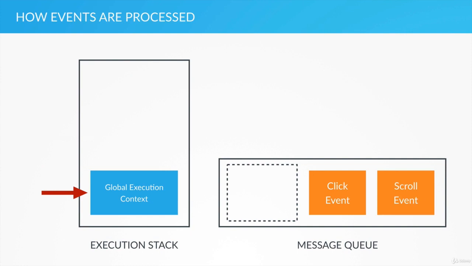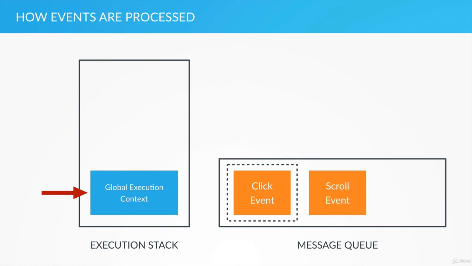Just like this. Okay, so besides the execution stack, we also have something called the message queue in the JavaScript engine. This is where all the events that happen in the browser are put, and they sit there waiting to be processed, which, as I said, only happens once the execution stack is empty. And that is the case now here in our example. So the next event in the line will now get processed.